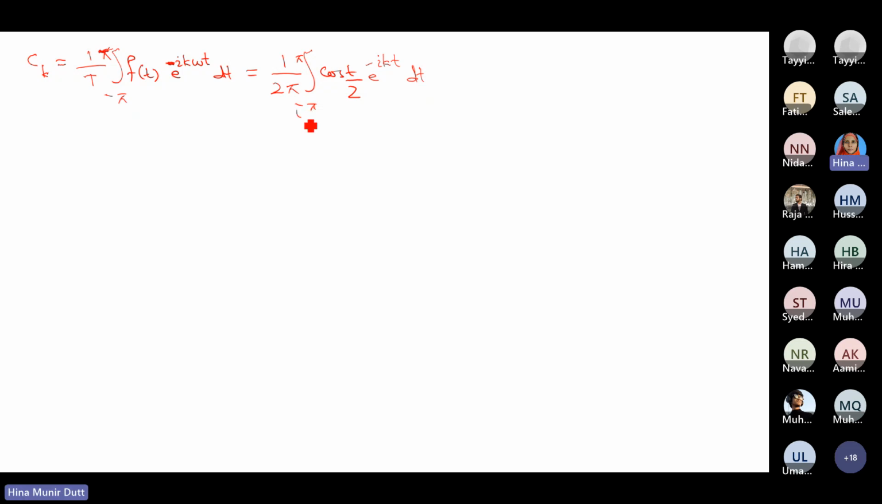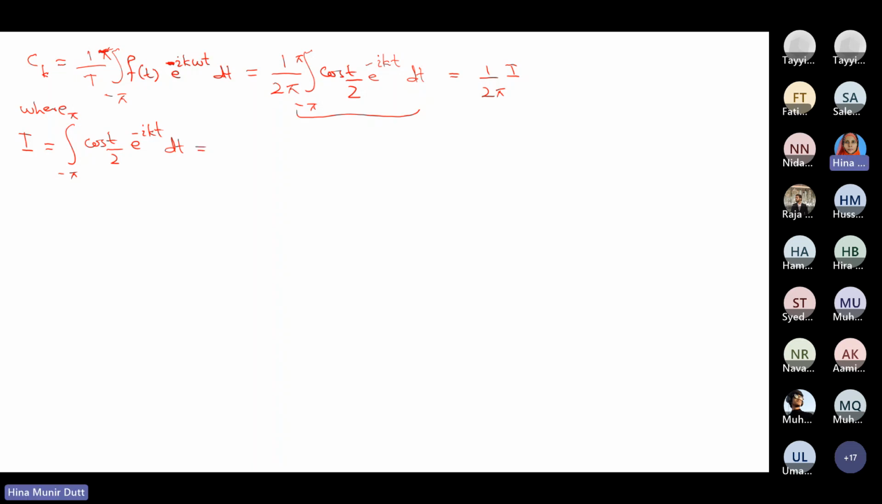Here I will take this equal to I, because this will repeat again. I is equal to 1 over 2 pi I, where I is equal to the integral from minus pi to pi of cos of t over 2 e to the power minus iota kt dt. So here I have to integrate it by integration by parts.